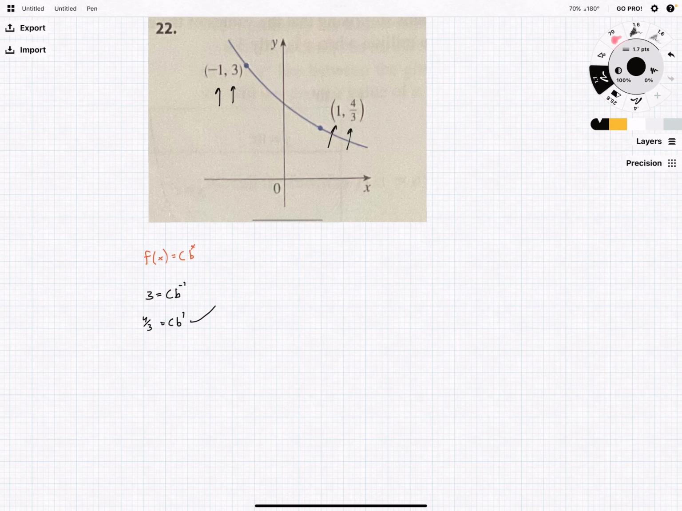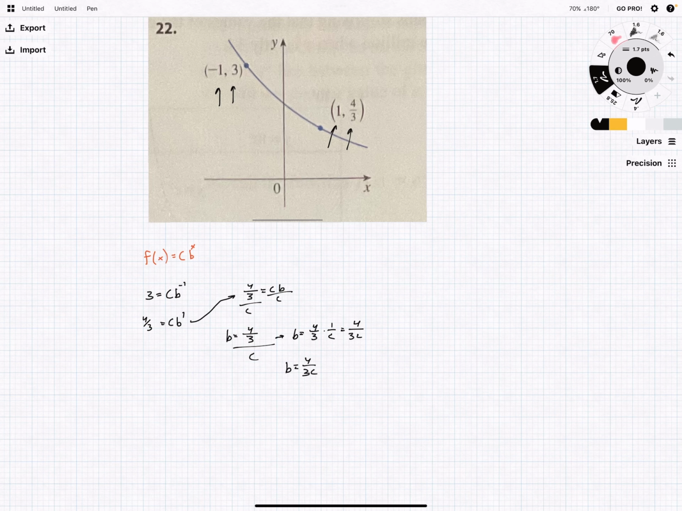Okay, so let's start with this one just to make life a little bit easier. We have 4/3 equals c times b. If we divide both sides by c, then we get b is equal to 4/3 all over c. This is also the same thing as saying b equals 4/3 times 1 over c, which equals 4 over 3c. So b equals 4 over 3c.